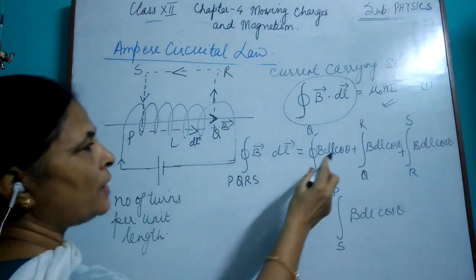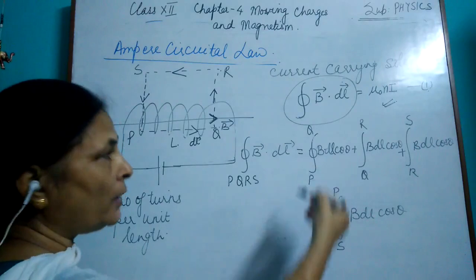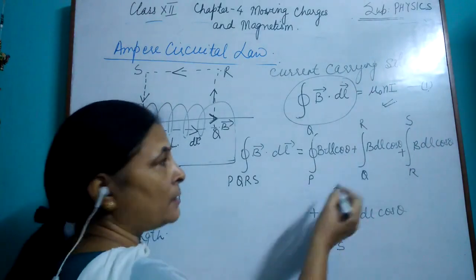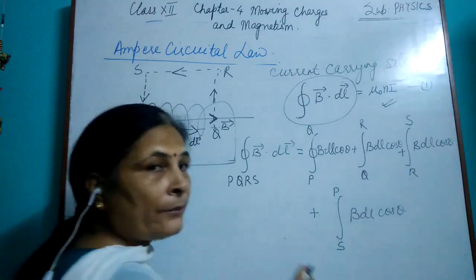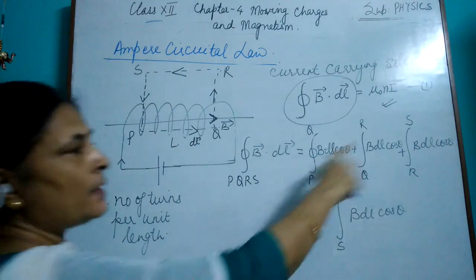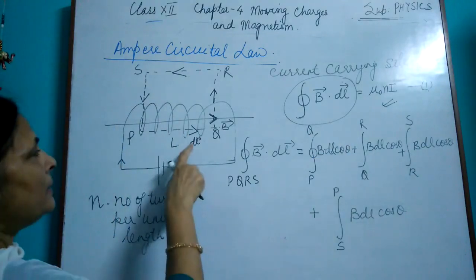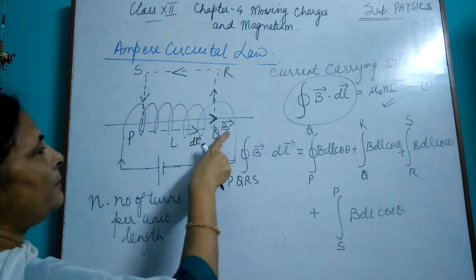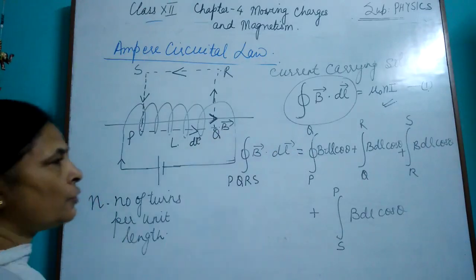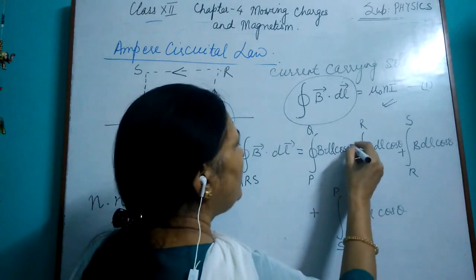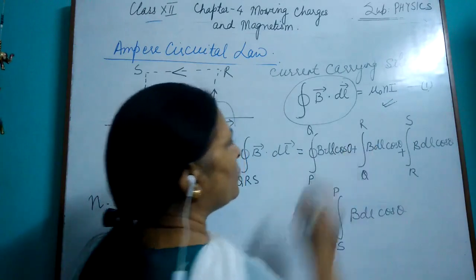Now we'll change theta here itself. You can do it in the next step while writing. On the blackboard, I am changing it here itself. But you write down first step as this. Then in next step, you will change theta. See, from P to Q, if you are considering, dl and B are having same direction. So this theta will be 0.